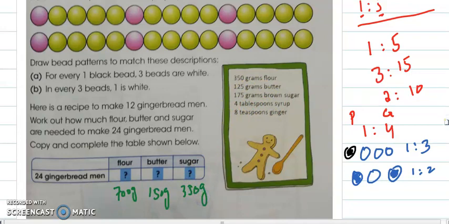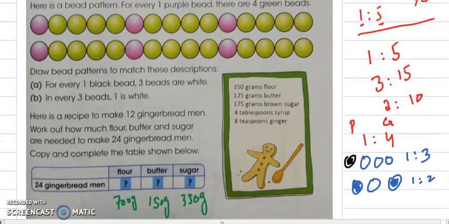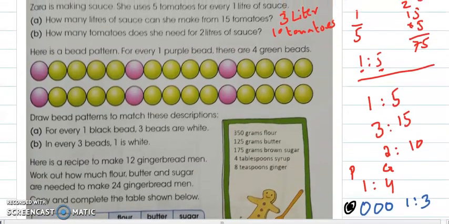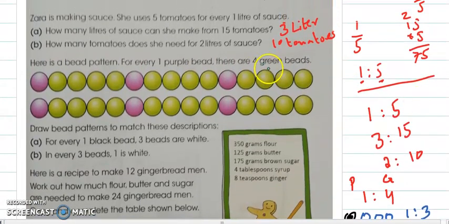So this is how by comparing we can use the ratio in proportion.